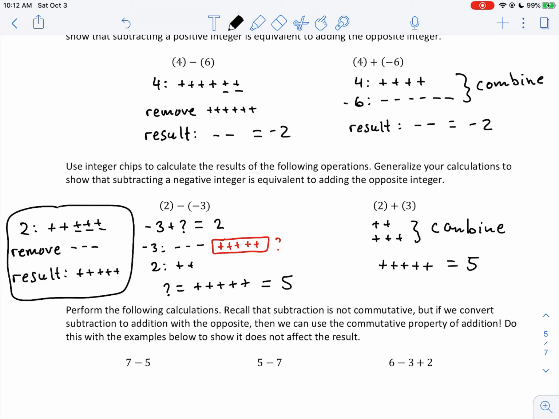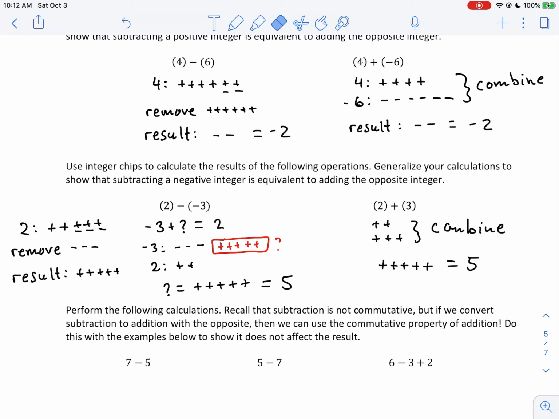I kind of like using this takeaway model, because to remove negatives from positives, I had to insert more positives so that I could remove the negatives. Right, so if I started with 2 and I had to remove 3 negatives, I had to essentially add 3 more 0 pairs so I can remove those negatives. And then the result was I had the 5 positives. Well, removing 3 negatives from 0 is like just adding 3 positives. So we start with 2 and we add 3.